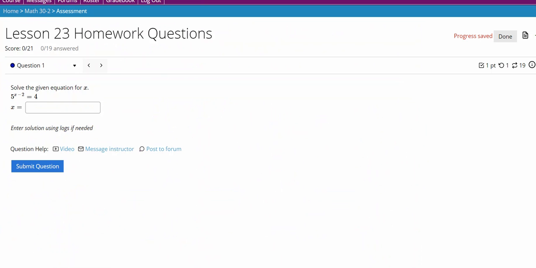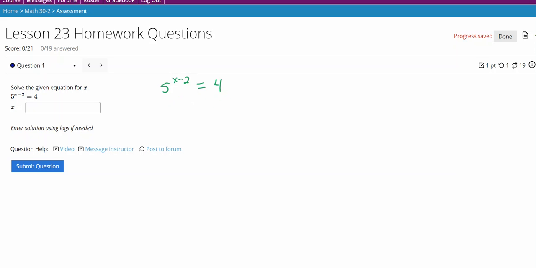All right, so a question like this one. I'm just going to write it out again. So this would be 5 to the power of x minus 2 is equal to 4. I'm looking at this one saying, okay, I can't actually write these with the same base. So what's left is to use logarithms.